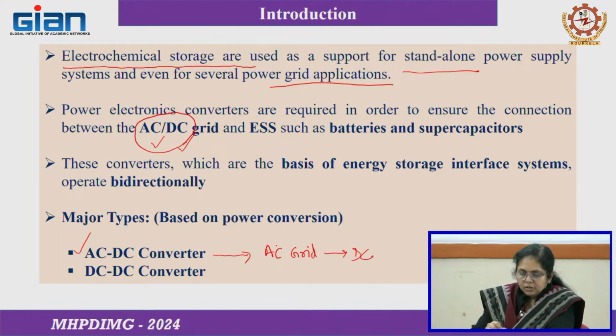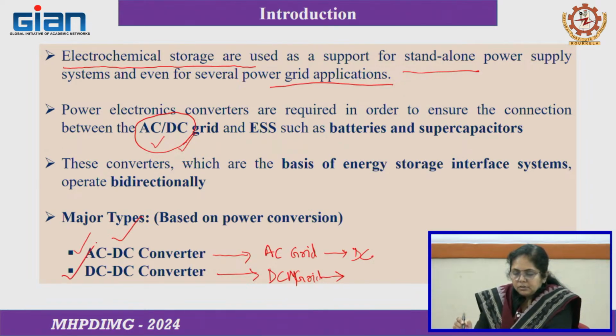you either go for an AC to DC converter, or if you are integrating with a DC grid or DC microgrid, then you are going to use a DC to DC converter. So, these are the types of power electronics converter we are broadly going to use when we interface the energy storage system.